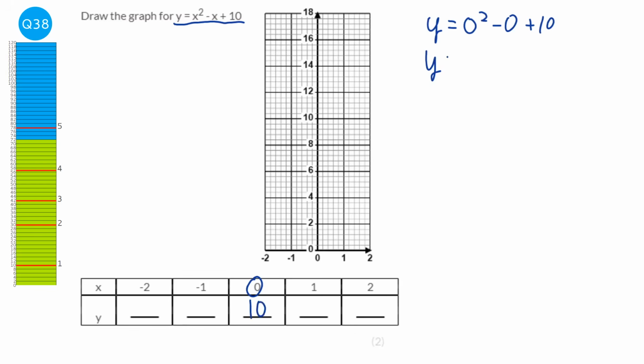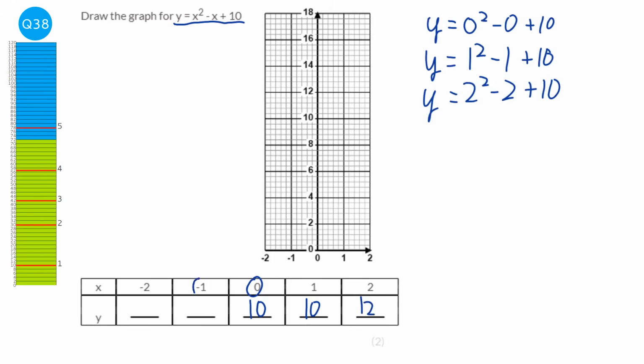Could do the same for 1. So it would be 1 squared minus 1 plus 10. Well, 1 squared is 1, 1 take away 1 is 0, plus 10 is 10, so that will also be 10. 2 squared minus 2 plus 10. 2 squared is 4, 4 take away 2 is 2, plus 10 will be 12.